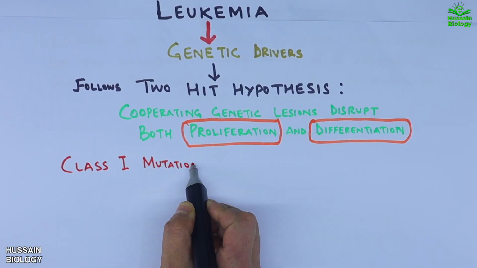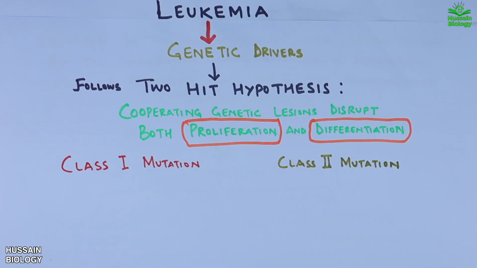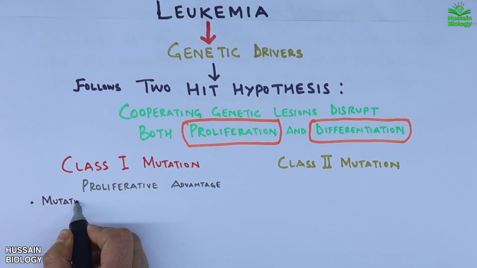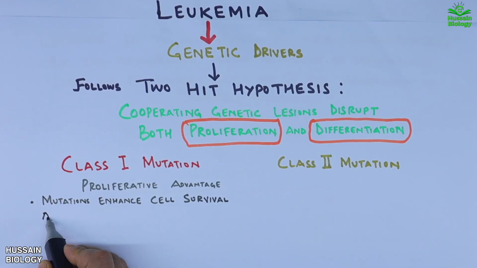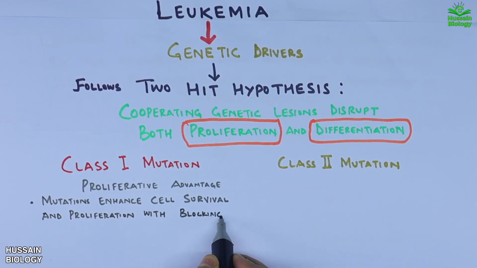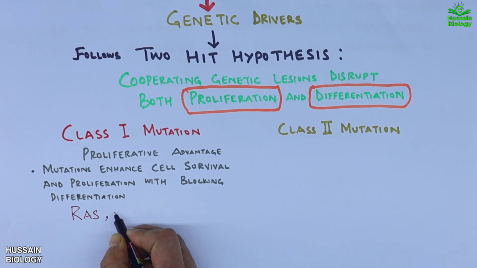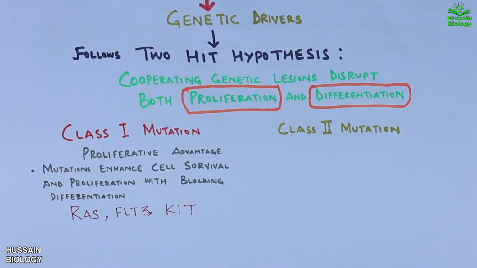First is the class 1 mutation. We see class 1 mutations provide a proliferative and survival advantage to the cell. These mutations cause the cell to divide rapidly and uncontrollably. Common examples of class 1 mutations include RAS, FLT3, and KIT.